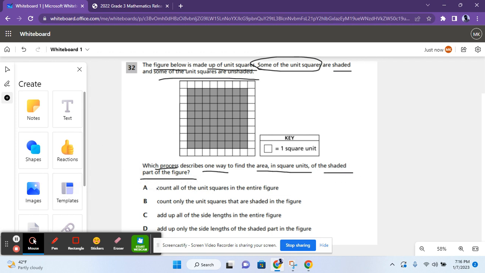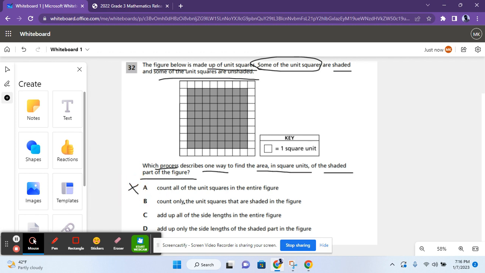So for A, it says count all of the unit squares in the entire figure. If you count all of the unit squares in the entire figure, you're also counting the unit squares that are unshaded, and we only need to find the ones that are shaded. So A is not a correct answer.